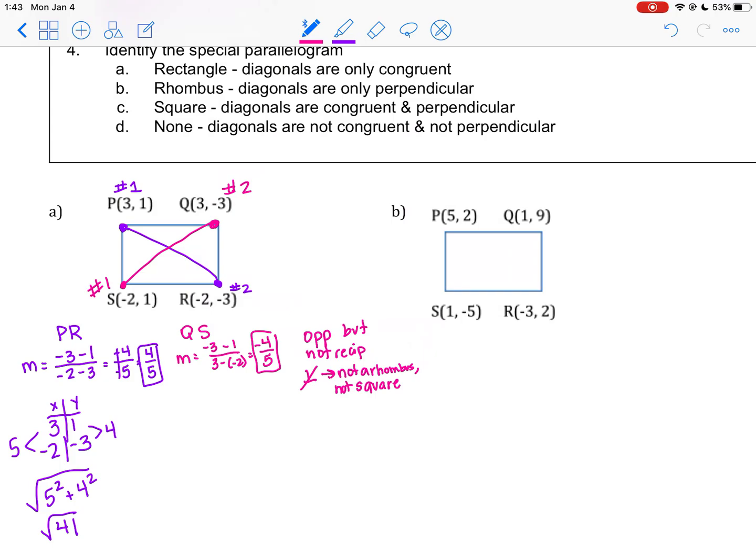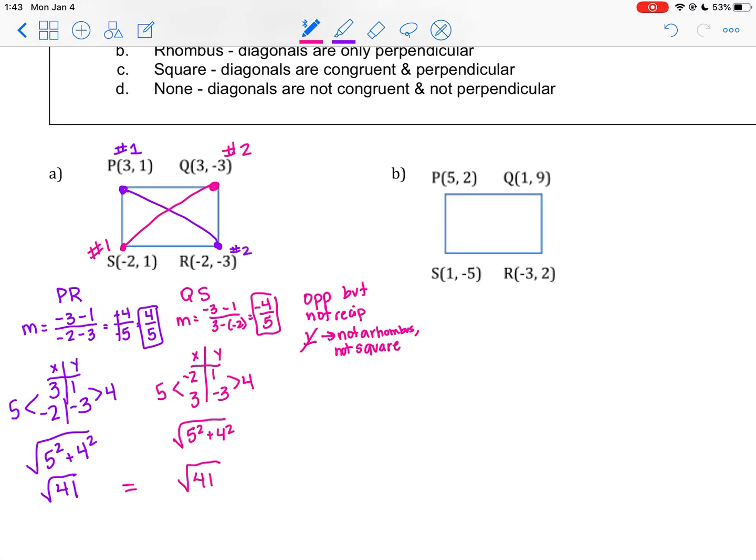So for QS, now I'm going to plug in those coordinates to a table. That's -2, 1, and 3, -3. And I'm going to look at those distances. From -2 to 3, that is 5 units, and from 1 to -3, that's 4 units. I can tell as I'm plugging this in that it's going to be the same because I'm plugging in the same numbers.